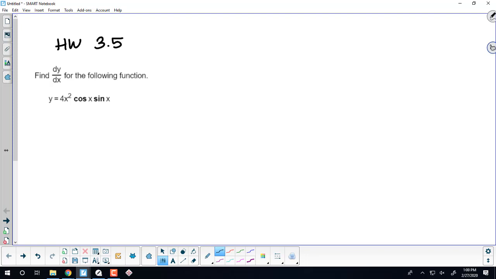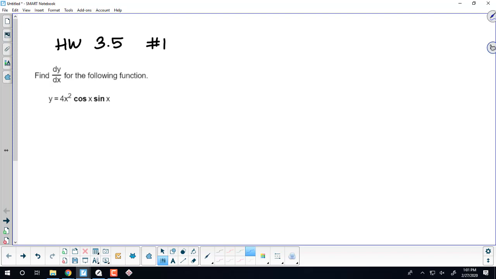A homework question was from 3.5, and it's number 11. This one is the derivative of a product, but we have 3 factors there. When we use the product rule, we do the first times the derivative of the second plus the second times the derivative of the first. That's the product rule. We just need to establish which 2 factors we want to call the first and second, and then the other one is the second.